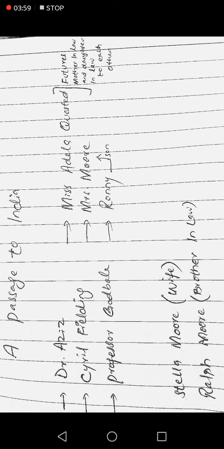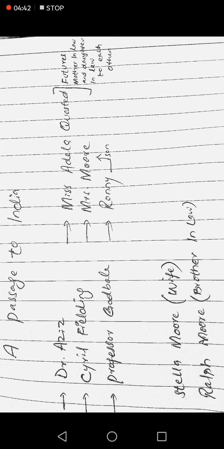Dr. Aziz proposed a visit to the beautiful Malabar caves. When the decided day came, Cyril Fielding and Professor Godbole missed their train, and Dr. Aziz went along with Adela and Mrs. Moore to the Malabar caves. They enjoyed a lot and visited various caves. Soon Mrs. Moore felt breathing problems because of the congested place. Therefore, Aziz and Adela and their guide moved to the next caves.